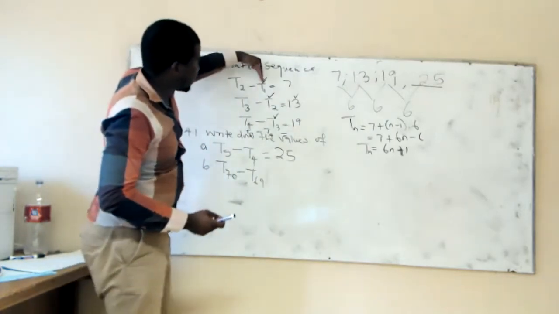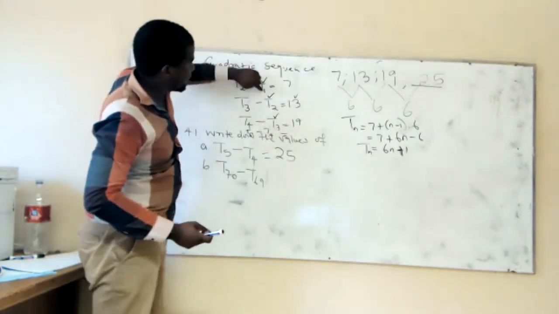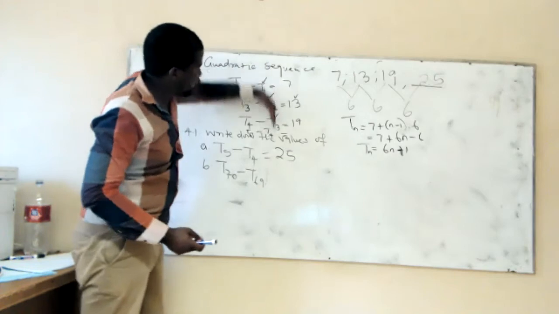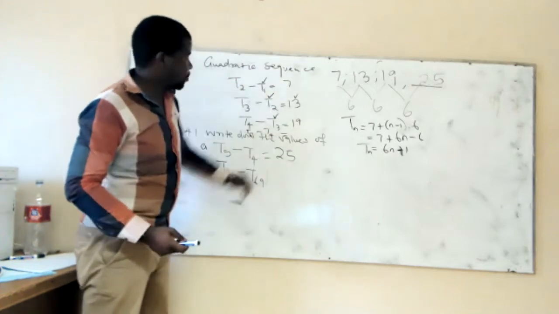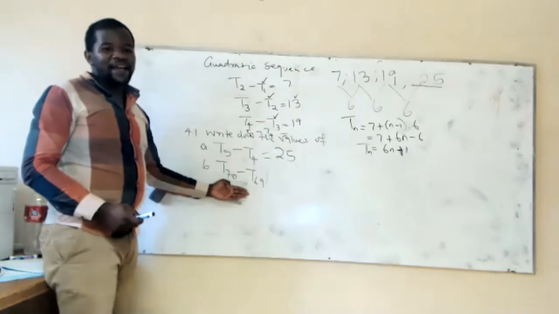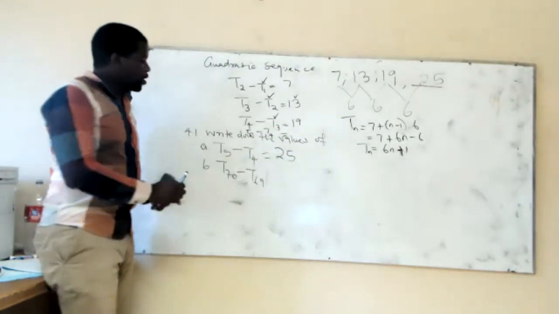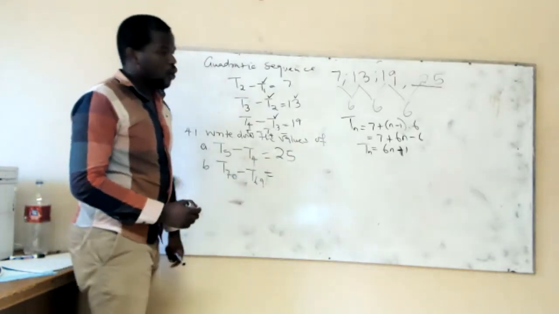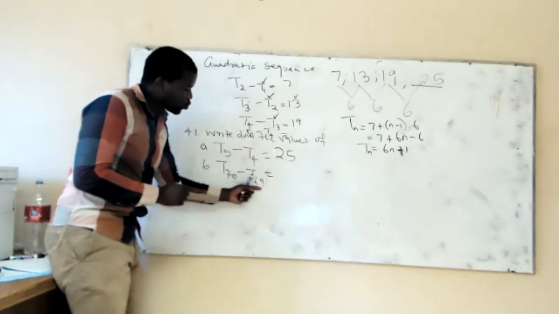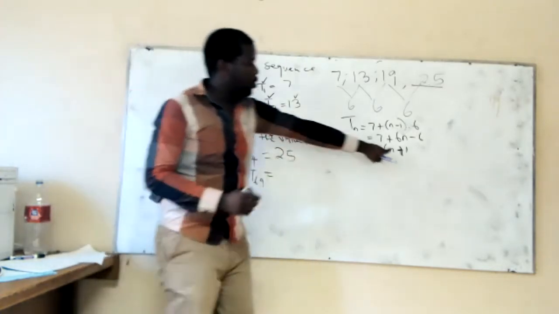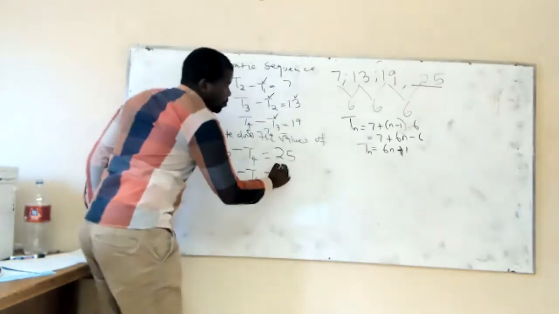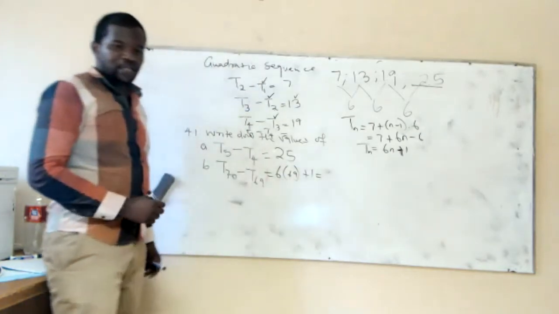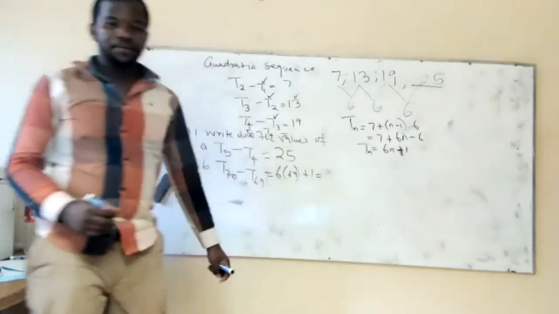See all the terms I've ticked here. Do you see the terms I've ticked are this side? T1, T2, T3, which are second terms of the difference. Now, that gives you an idea of what you're supposed to do here. In order for you to get the difference between T70 and T69, you're supposed to substitute what? 69 on this formula. So it's going to be 6 into 69 plus 1, which gives you an answer of what? What is 6 times 69 plus 1?